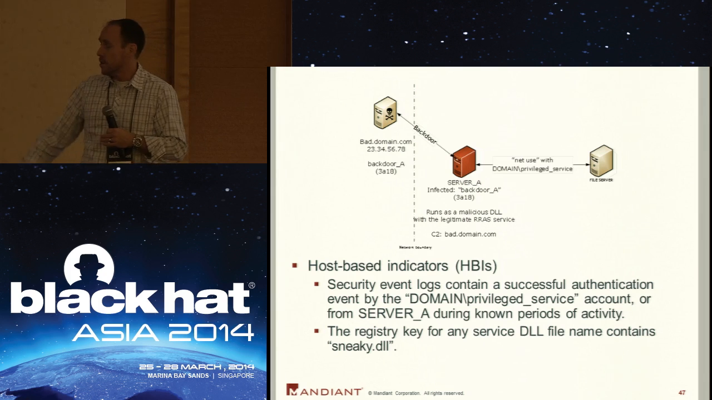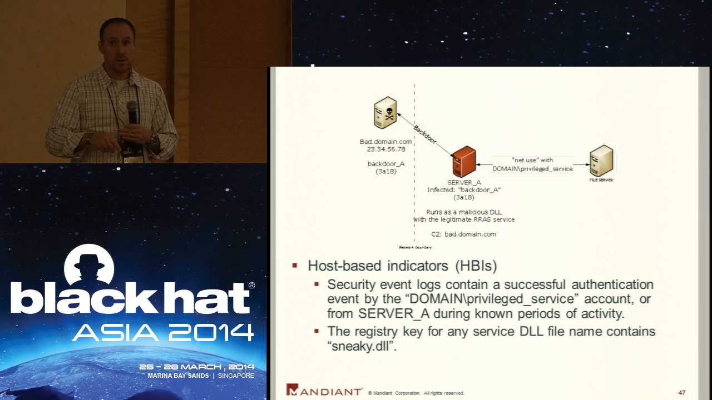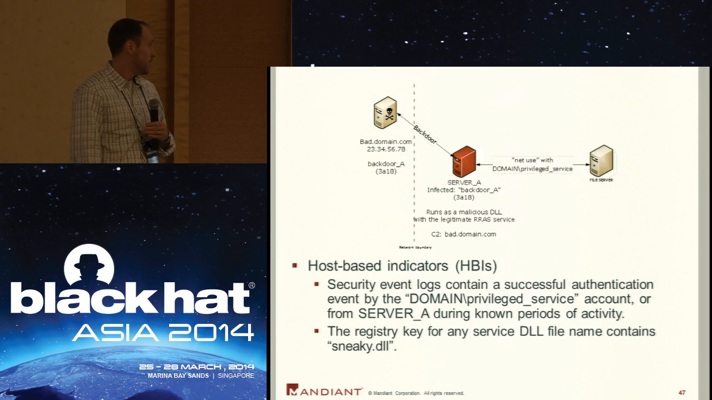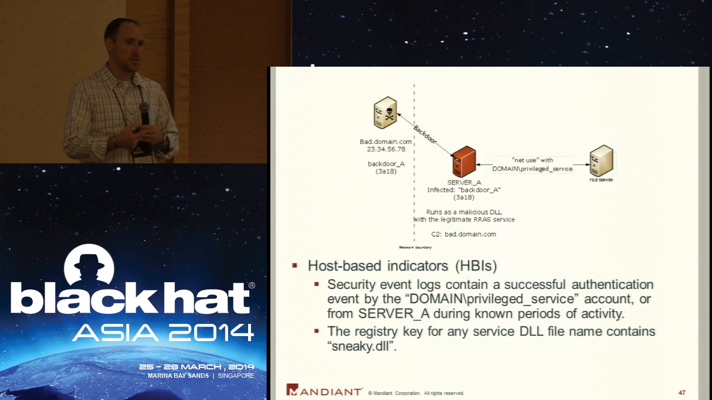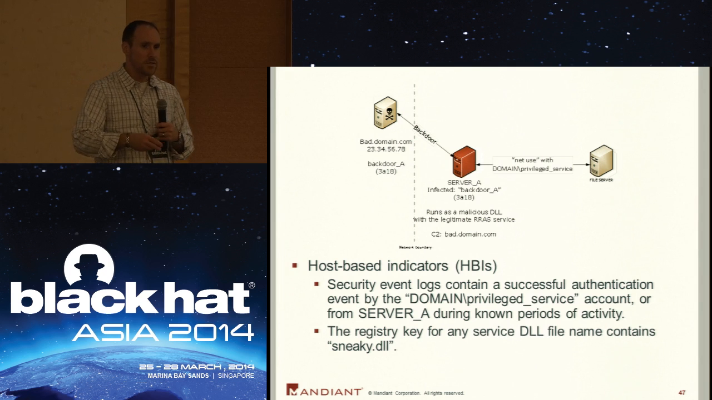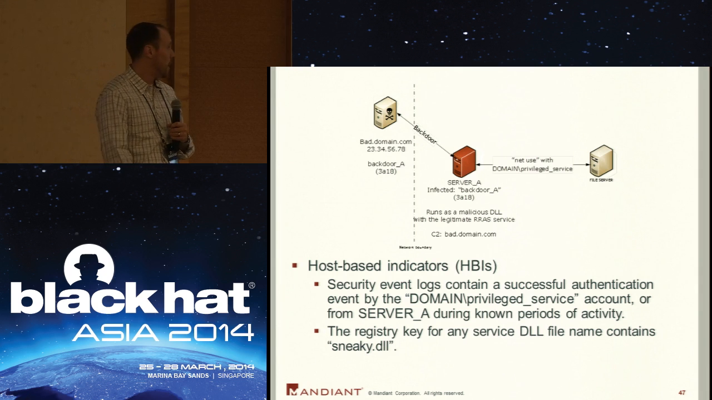Host-based indicators continued. So other things you want to look for, other things we talked about, if the security event log contains a successful authentication from this privileged account, or if it contains a logon from server A. So this is where having the SIEM, being able to do the log queries, is going to really help you identify other systems. Another thing is that from your analysis of this server A, this particular service persistence mechanism has a registry key that references a particular DLL name. If the name's different, you might not find it, but you can look for this sneaky.dll and may find that same malware.